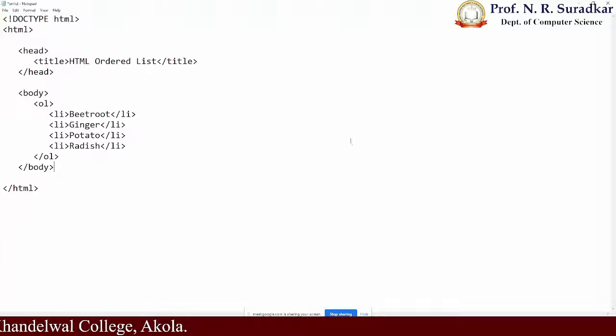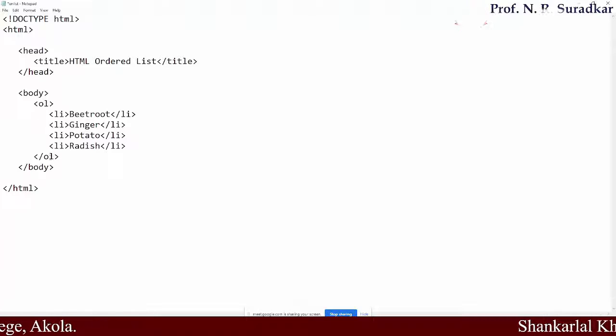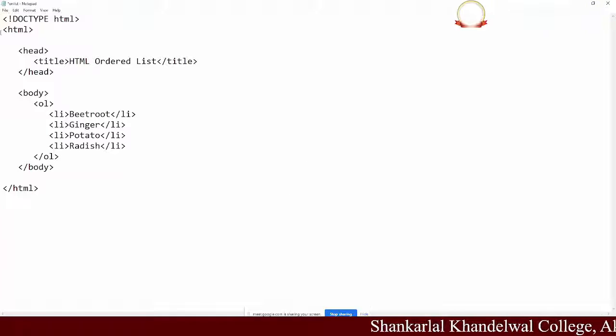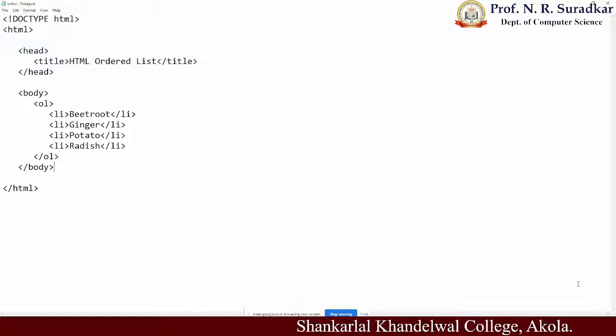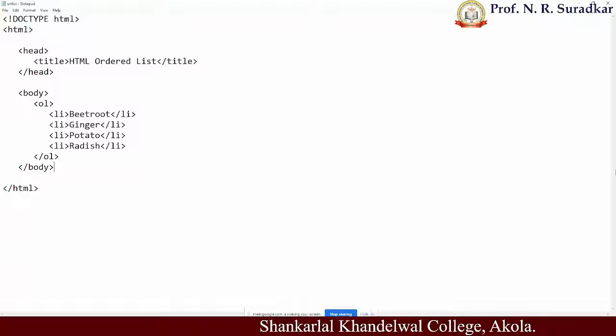I hope you understand it, because I don't want to change the content given here, only changing the characters from UL to OL. UL for unordered list, OL for the ordered list. Let's go to the file menu, save the content, or press Ctrl S.